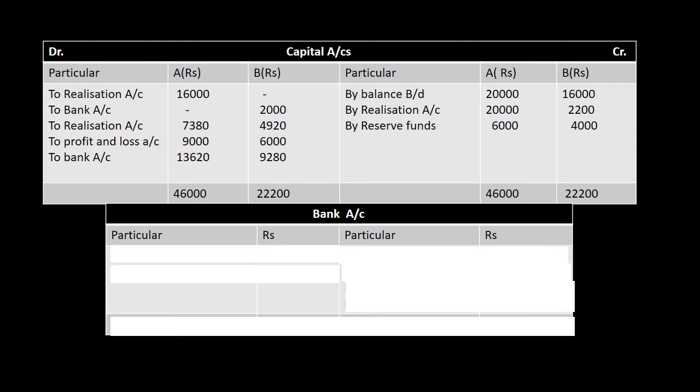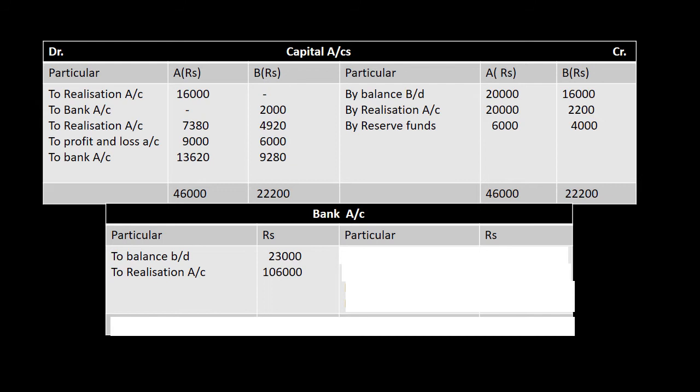Now after completion of capital account, we will start preparing bank account. In bank account, first we will write their balance BD which was given to us in balance sheet as rupees 23,000. After posting its balance BD, we will start posting things from realization account. First we will write the realized value of asset, that is of rupees 1,06,000.